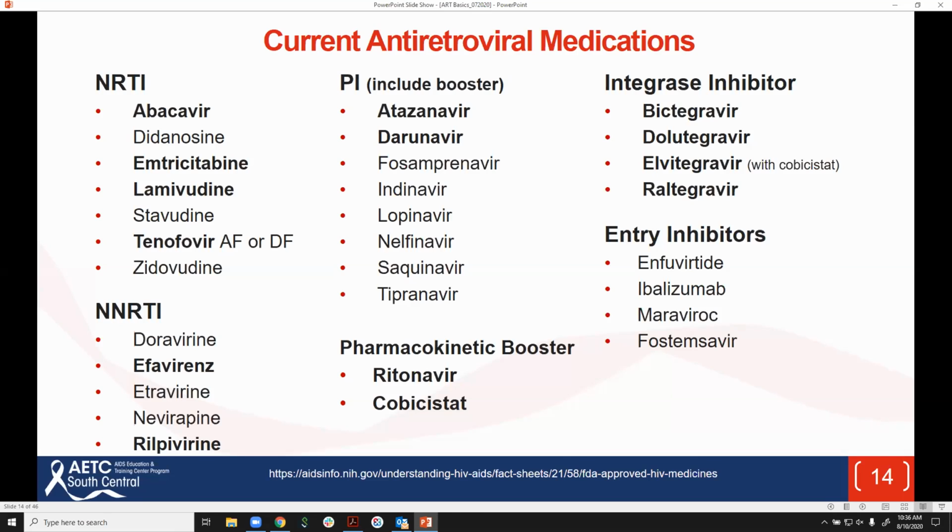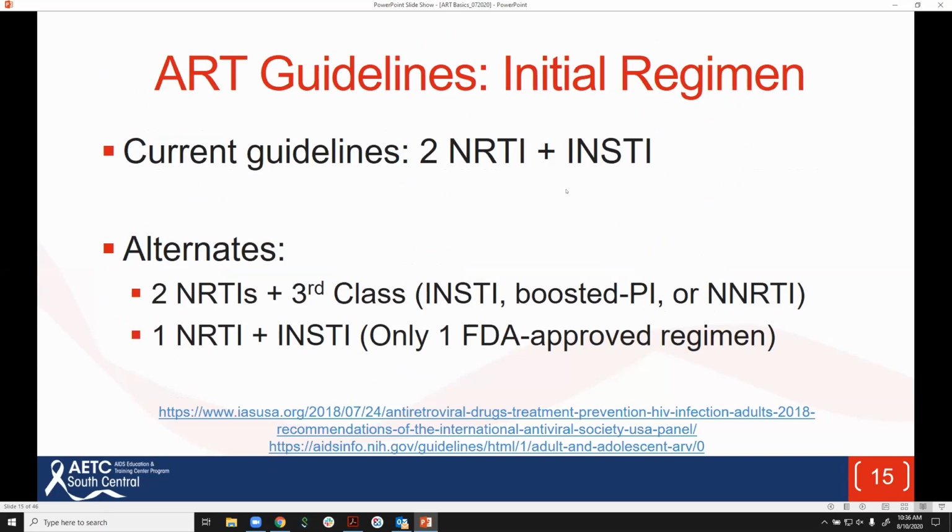Okay, great. So lots of good options here. So let's talk about what the recommendations are. The recommendations really, and this is from the two large organizations that give us our antiretroviral treatment recommendations, the IAS and the DHHS, both agree that our preferred regimen is 2 NRTIs. Again, I said that was the backbone. They're really key to block that enzyme, and then integrase strand transfer inhibitors.